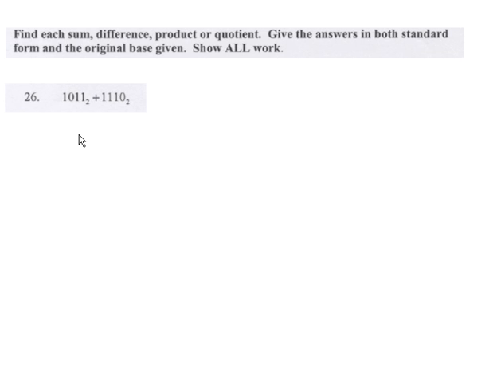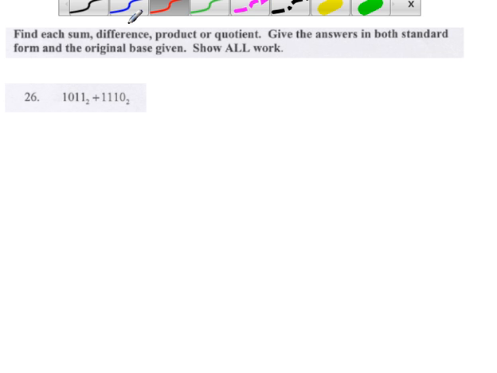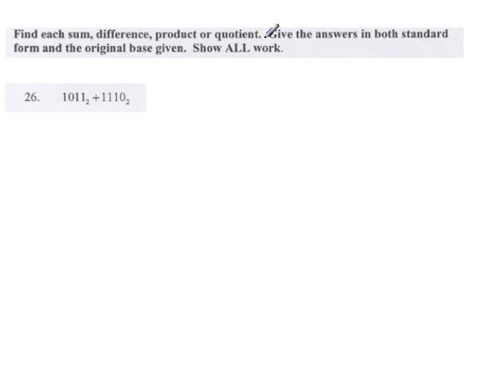Problem number 26. We're trying to find the sum, product, quotient, or difference here and give the answers in both standard form, again that's Arabic numbers, and the original base. Now with base 2, if it's a number that falls between 0 and 15 that's on the chart, you don't have to go through the long method to convert it. You can just look at the chart. And I've done the long method on the actual paper pencil key, but here I'll show you how you can just use the shortcut that we just did.